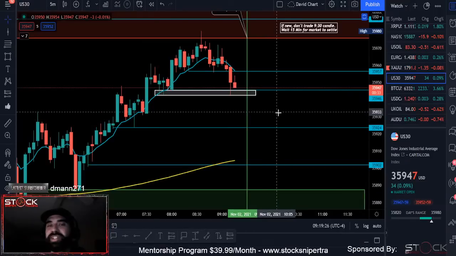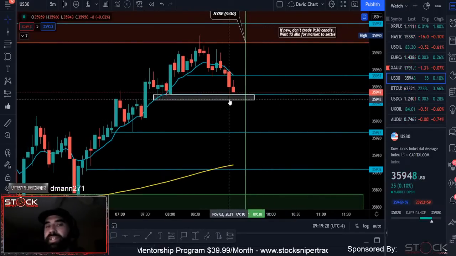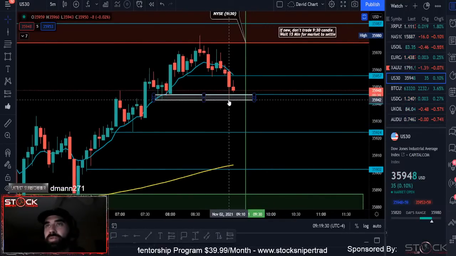Okay, so US 30 is still selling off, guys. It's that head and shoulders pattern. Let's see if it's going to start to break through this overall zone here, okay?